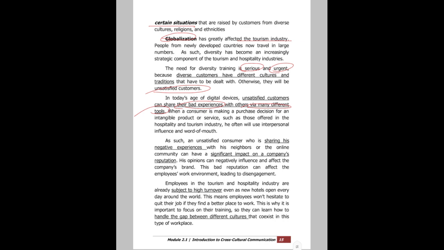So sabi nga natin last time, it is very important sa isang company to maintain yung good image. Para na sa ganun, mas marami pa silang customers, guests na mahatak or ma-attract. So when consumer is making a purchase decision for an intangible product or service, such as those offered in hospitality and tourism industry, he will often use interpersonal influence and word of mouth. So it is really true that word of mouth is one of the powerful marketing tool or method.